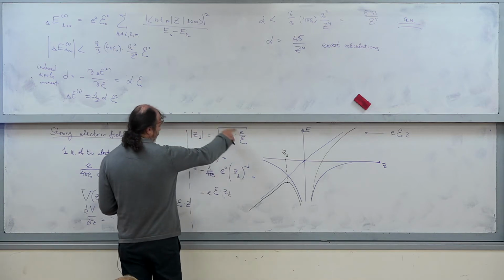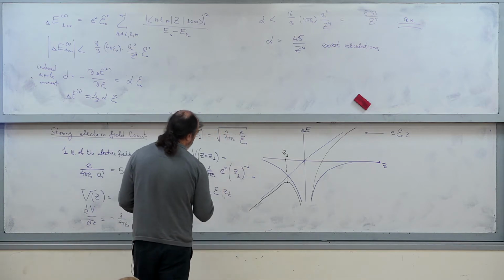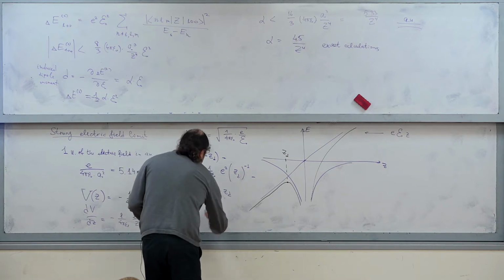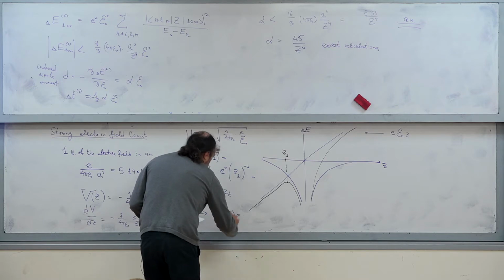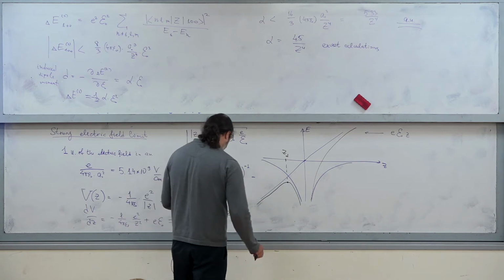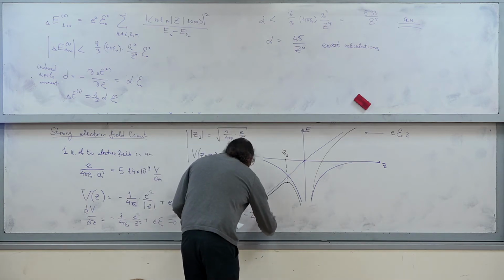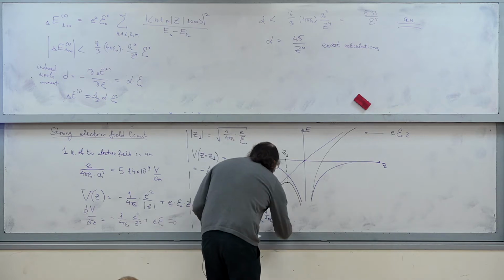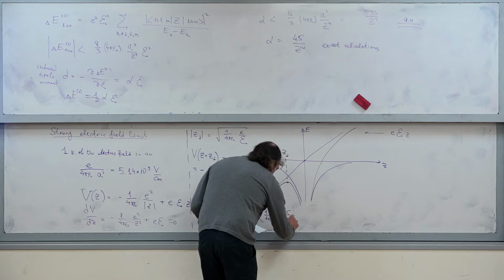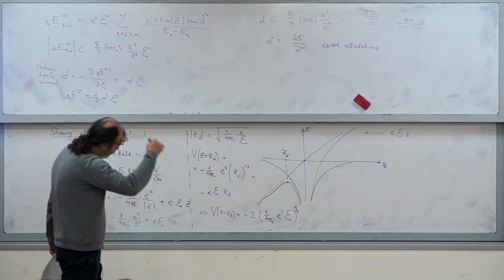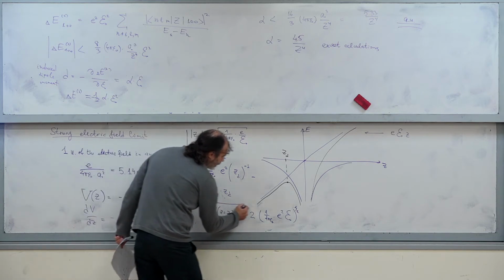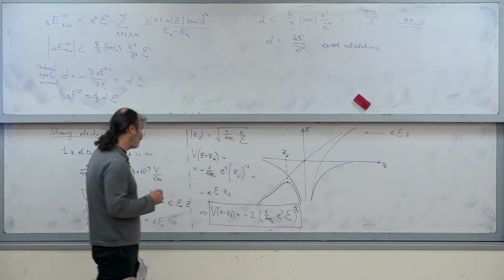Substituting this ZD, we get the potential at Z equal to ZD, the saddle point, equal to minus 2 multiplied by 1 over 4 pi epsilon 0 multiplied by e squared multiplied by E0 to the power of 1/2. So that's the potential at the saddle point.